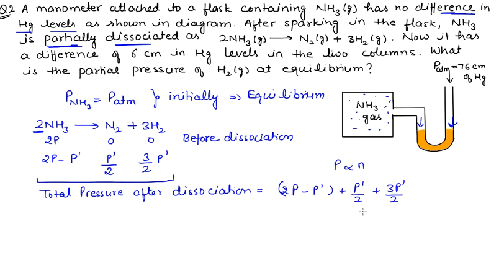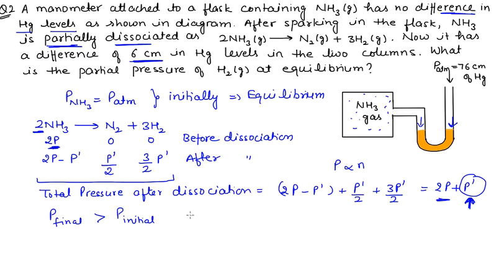So it is 2P plus P dash. Now we can say that the final pressure is greater than the initial pressure. Initial was only 2P. This is the initial pressure, and after dissociation we have an increase of P dash. So this is the amount by which the pressure has increased. Now this caused a difference of 6 centimeter in the mercury level in the two columns.